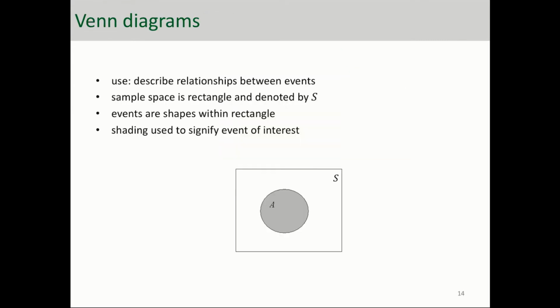One very helpful and effective graphical way of showing these events is the Venn diagram. You might have seen Venn diagrams elsewhere, but what we see in the Venn diagram is this big rectangle that represents the sample space, basically the set of all outcomes, and events are basically shapes inside this rectangle. For example, here A is an event, which is a subset of the entire sample space, and then we shade that to signify the event of interest. So I always recommend you use a Venn diagram to graphically represent the relationship between events for yourself.